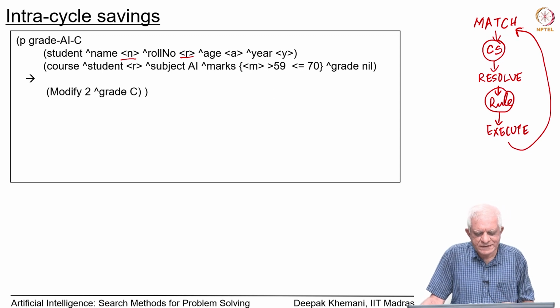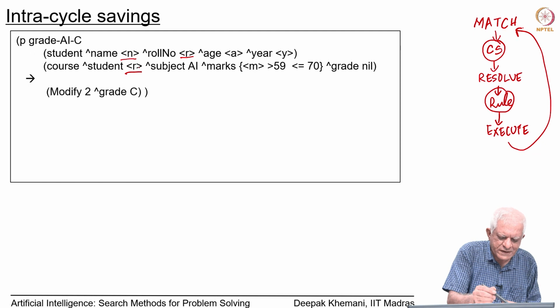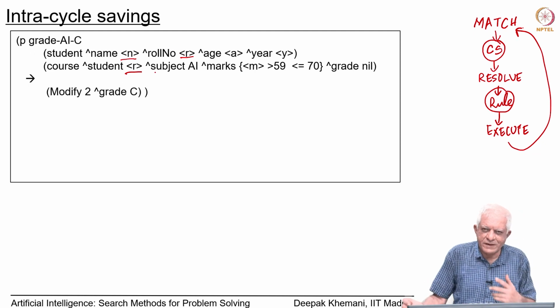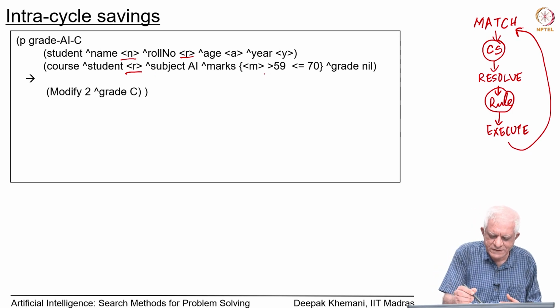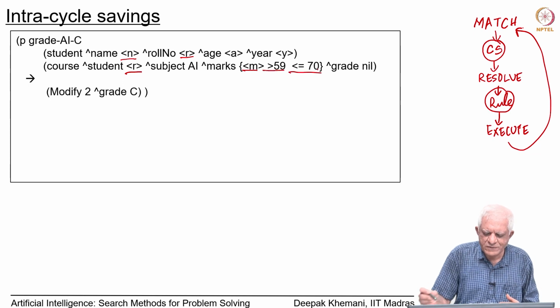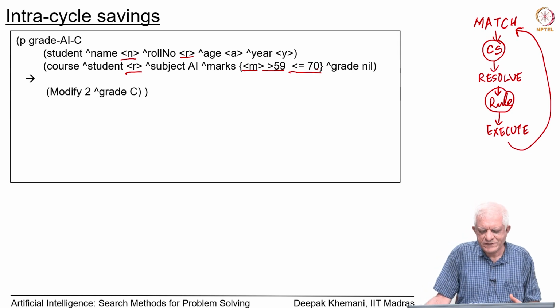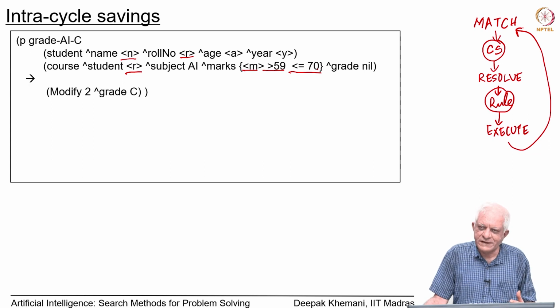So, supposing there is a student, the second pattern says that if that student, remember that if you use the same variable name in the same rule, then it must match with the same constant, is in the subject AI and has got marks which are more than 59, and less than or equal to 70. So, essentially if he has got marks between 60 and 70, and if he does not have a grade, then you assign a grade C to that student.